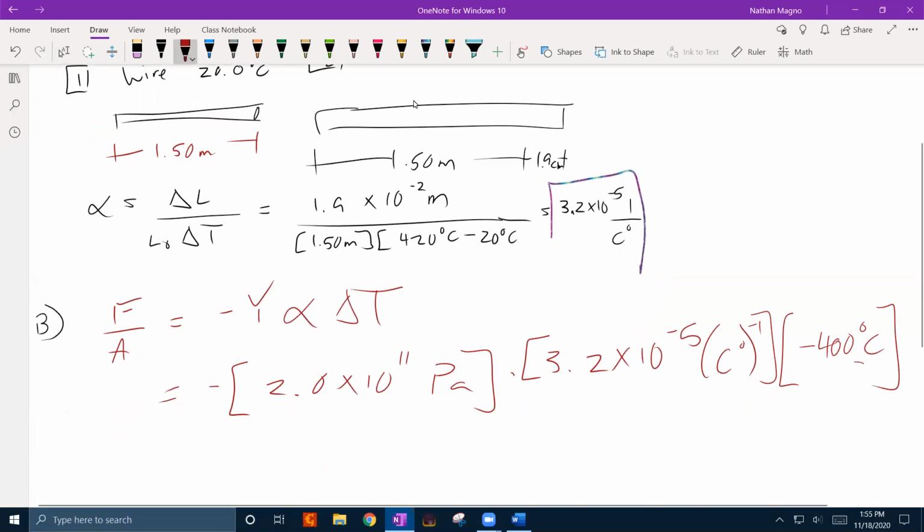So as you notice, our temperature is different this time. We went from our initial temperature, yeah, it's at 420 degrees Celsius and you're cooling it. So we did 20 minus 420 degrees Celsius. That makes sense. Stop me at any time if you have questions. And this should equal 2.6 times 10 to the 9th pascals, which is a unit of pressure, by the way.